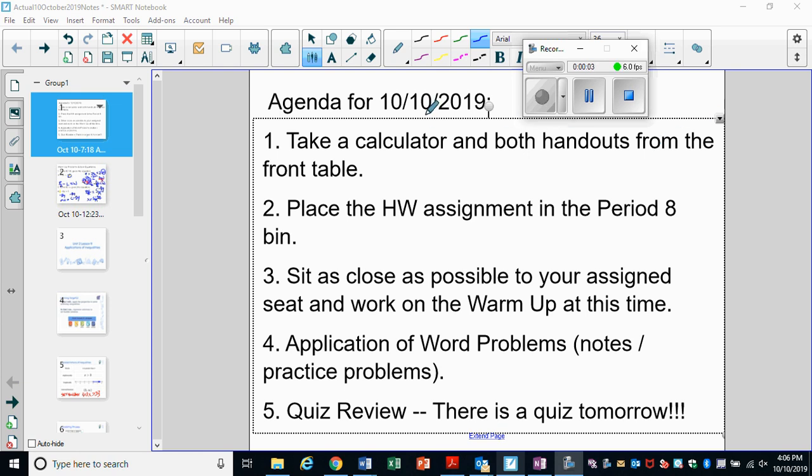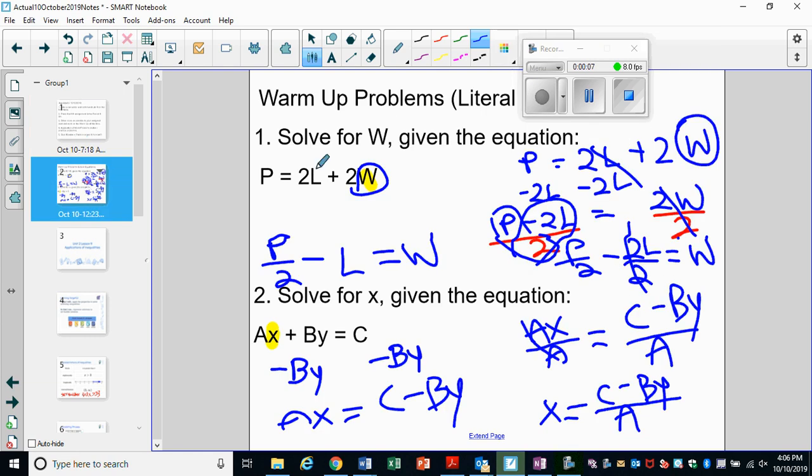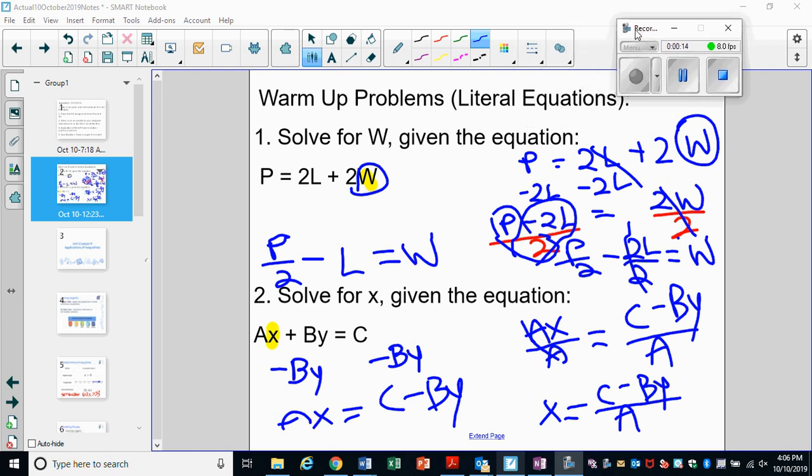Hi, everybody. This was our agenda for today. We also did some warm-up problems in order to help us prepare for our quiz tomorrow. These were on literal equations.